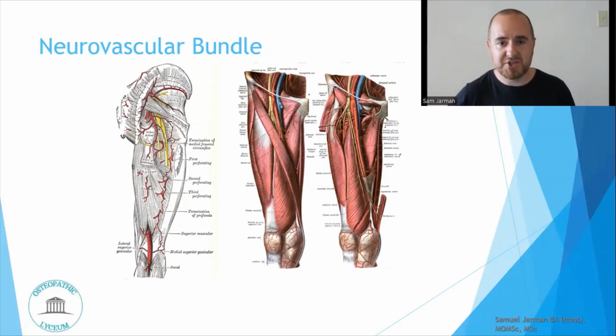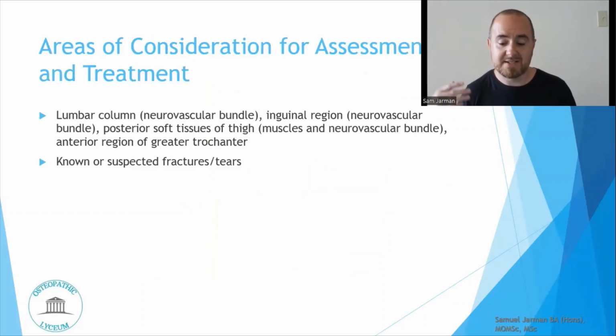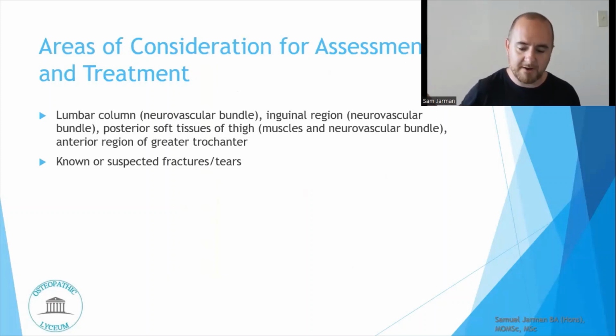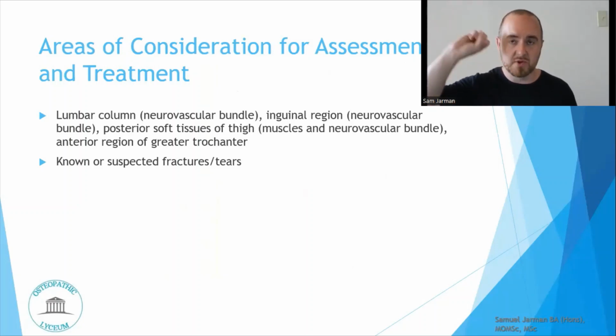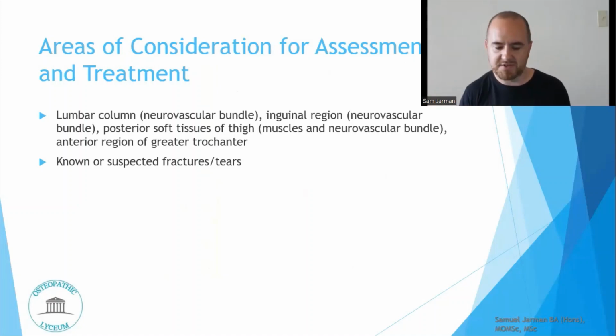It is only the relationship between mechanical discord and alteration in function of the neurovascular bundle that we can deal with. So if we chase the neurovascular bundle, we probably won't find it appropriately. But if we chase the motion problem, we'll behave appropriate to the situation at hand with respect to the patient. So as I noted, with respect to areas to consider for assessment and treatment, the lumbar column, neurovascular bundle, the inguinal region, neurovascular bundle, the posterior soft tissues of the thigh. Really more so you're looking at the posterior soft tissues of the pelvis. So you're considering the posterior aspect of the greater trochanter, the anterior region of the greater trochanter, and then the anterior and medial soft tissues of the thigh.